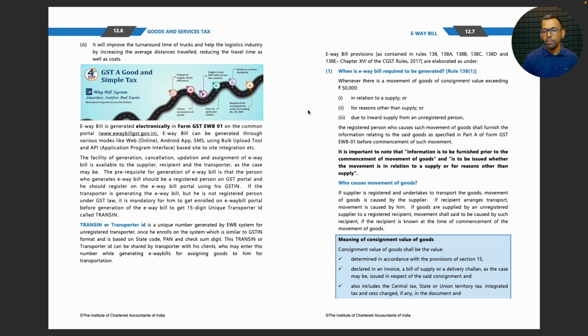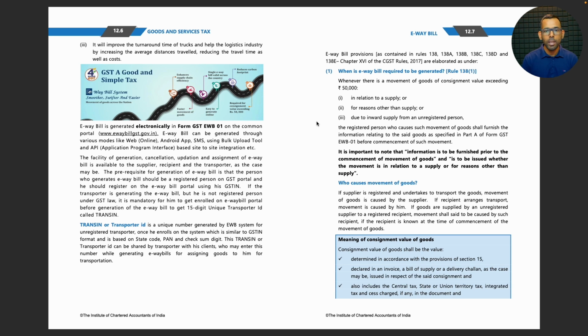Okay. E-waybill provisions as contained in Rules 138, 138A, B, C, D, E, Chapter 16 of the CGST Rules are elaborated as under. First point: when is an e-waybill required to be generated? Rule 138(1): whenever there is a movement of goods of consignment value exceeding 50,000 in relation to a supply, for reasons other than supply, or due to inward supply from an unregistered person.